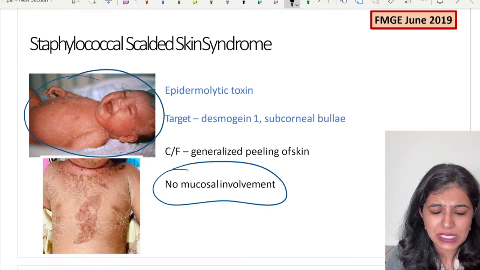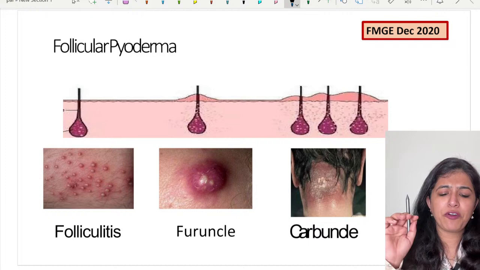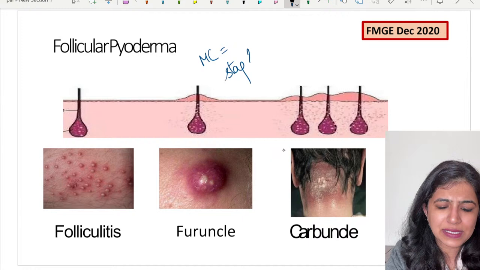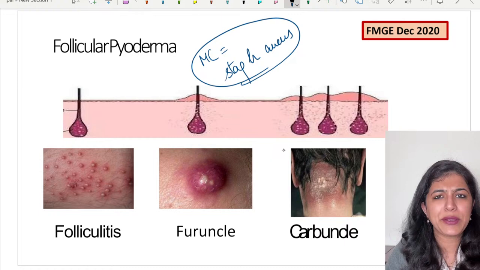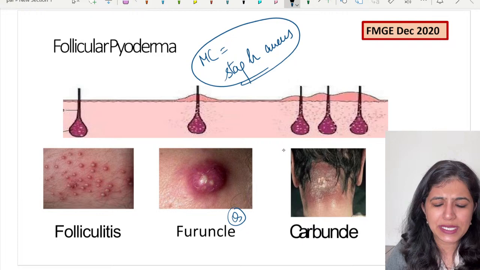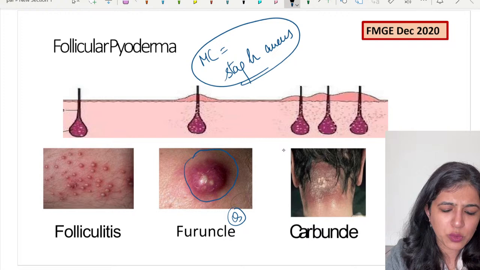Next, we come to follicular pyodermas. The most common cause of all follicular pyodermas is Staph aureus. This was the image which was given in the 2020 exam. It's a furuncle. What you see is a big red painful nodule with pus pointers. So, this is a furuncle.